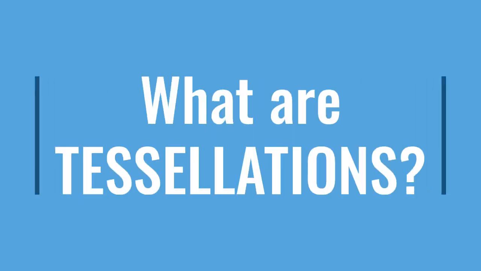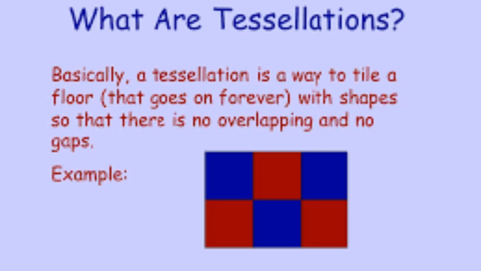Whether you are in math class or art class, you may hear this term, tessellations. So what are tessellations? Tessellations are basically a way to tile a form. It goes on forever. It's with shapes that keep going, and there's no overlapping and no gaps.